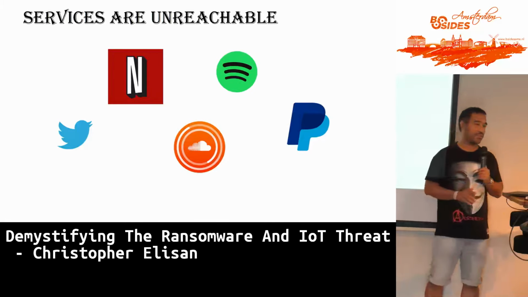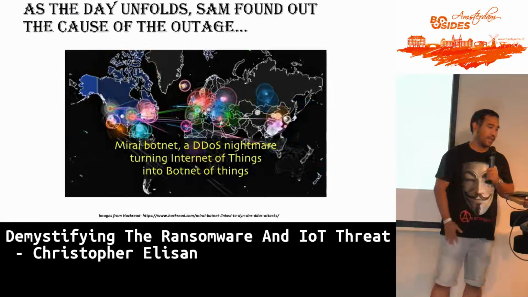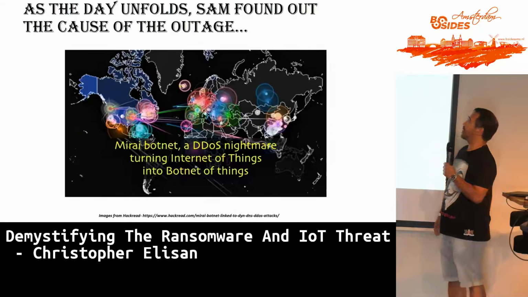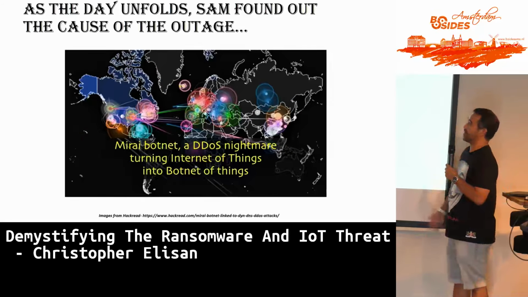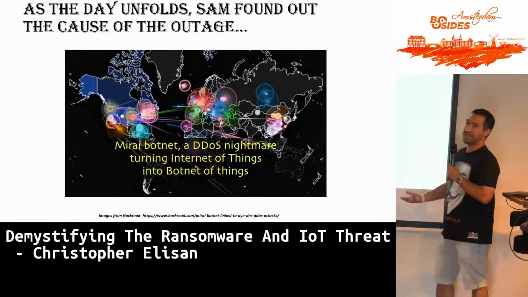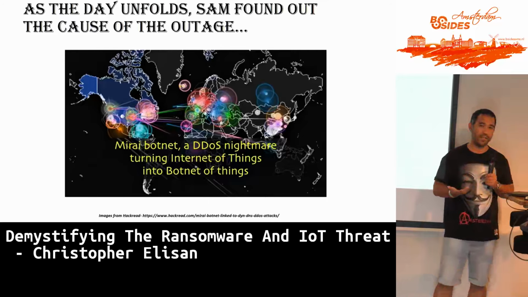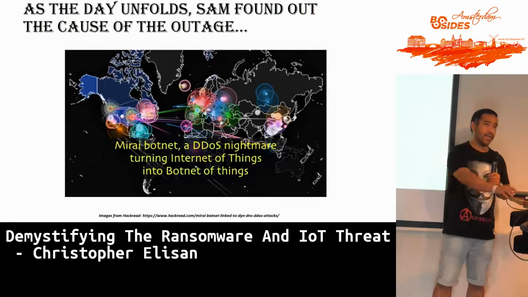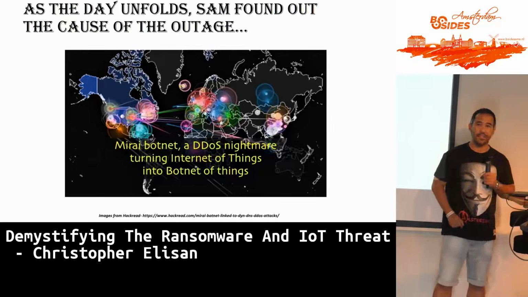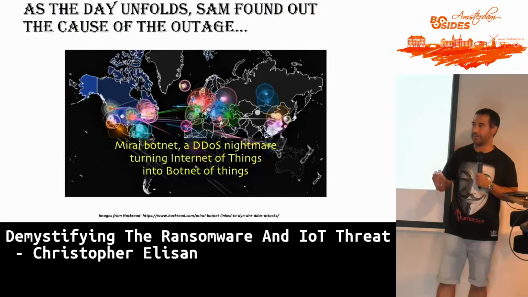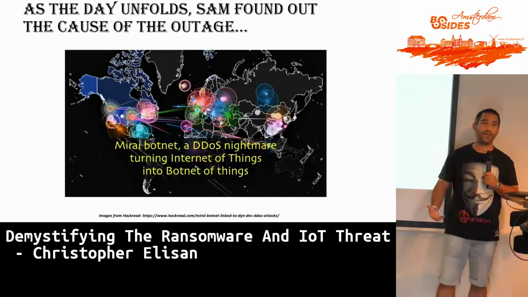Everything was unreachable. And then, as the day unfolds, Sam found out the cause of the outage. There was a botnet going around called Mirai. It's a DDoS botnet. And the signals or the packets are not coming from your regular desktop or PC or systems. It's coming from devices.